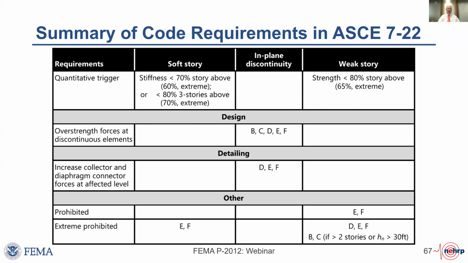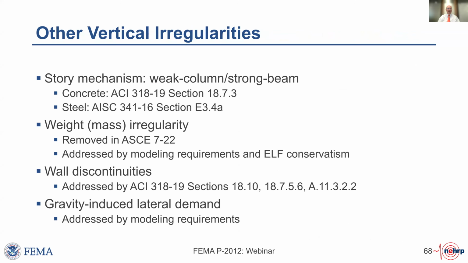With resulting requirements for design and detailing and other prohibitions, for instance. In addition to the ASCE 7 configuration items that are addressed, there are configuration irregularities that actually occur in other documents. The moment frame, weak column, strong beam requirements actually occur in the material standards, not in ASCE 7. We mentioned that the weight irregularity was removed.